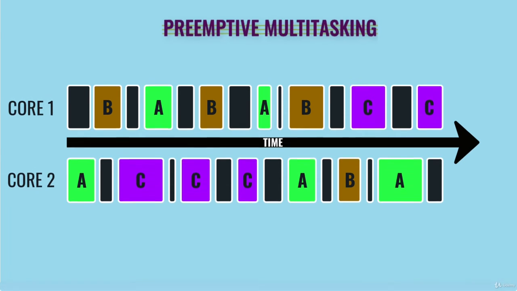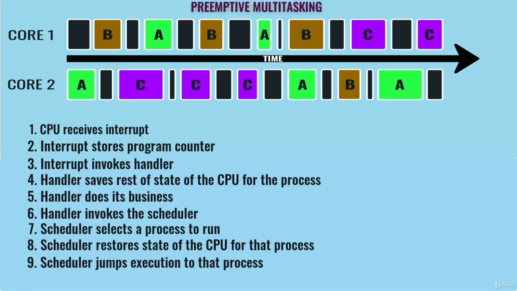So where were we? The preemptive multitasking works like this. First, the CPU receives some hardware interrupt, then the interrupt stores the program counter so that the interrupted code can resume later. The interrupt invokes the appropriate handler. The handler itself saves the state of the other CPU registers so that the interrupted process can be resumed later. The handler does whatever business the interrupting device needs.